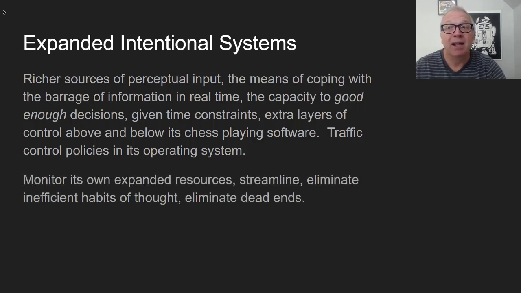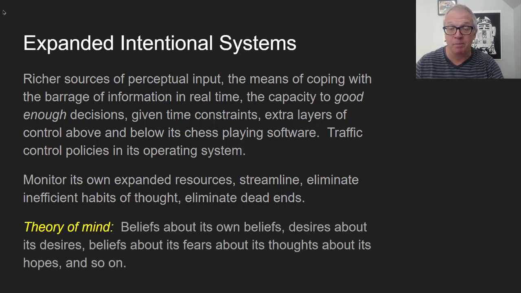And then furthermore, it's going to have to monitor its own expanded resources, streamline, eliminate inefficient habits of thought, eliminate dead ends. It's got to recognize or monitor itself in some way in order to plan and think and go on and so on. And I've added this comment, this notion of theory of mind. Dennett doesn't say this, but look, it's got to have, in effect, what we've been calling theory of mind in our AI class. It has to have beliefs about its own beliefs, desires about its desires, beliefs about its fears and about its thoughts and about its hopes and so on.